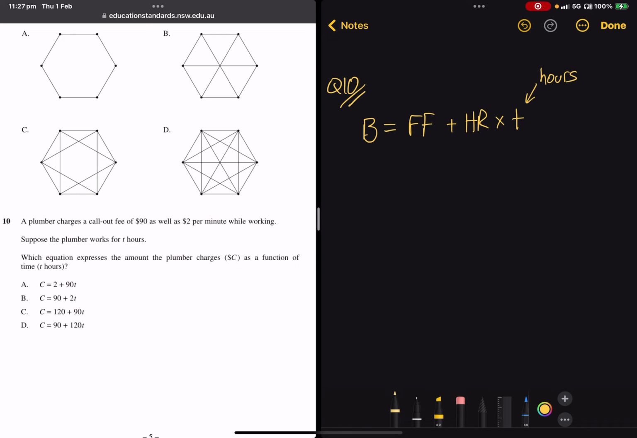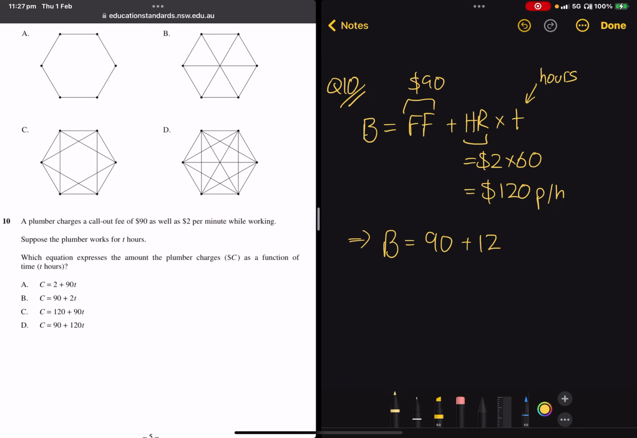Their hourly rate is $2 per minute. There are 60 minutes in 1 hour. So their hourly rate is going to be the amount they charge per minute multiplied by 60. So this will be an equivalent hourly rate of $120 per hour. The fixed fee we established was $90. So if we plug this all in, we get the bill they charge you is $90 plus $120 per hour times time, where time is in hours.